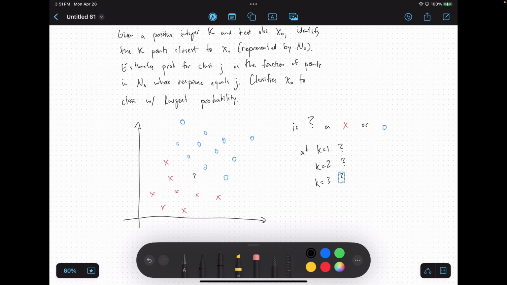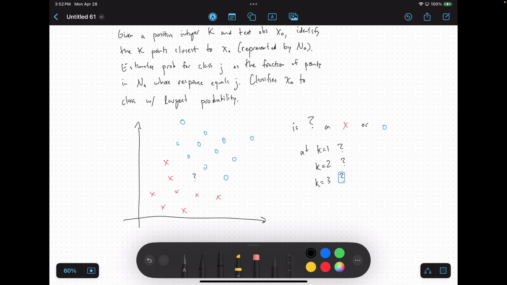If K is too small, I will overfit to things that are close to me. And if K is too big, then my bias will be too large.